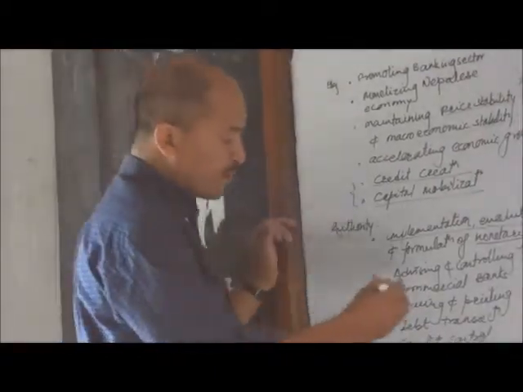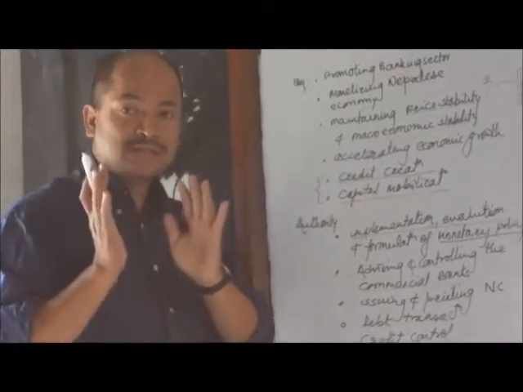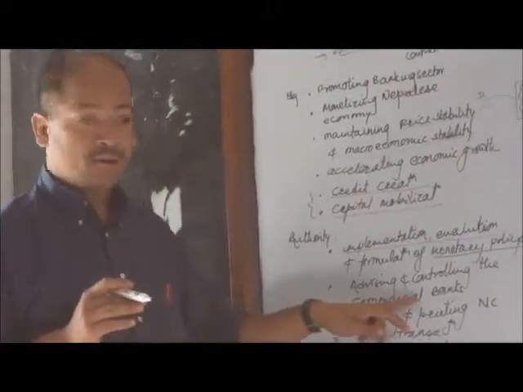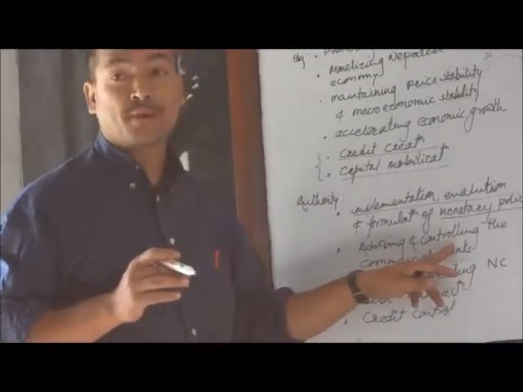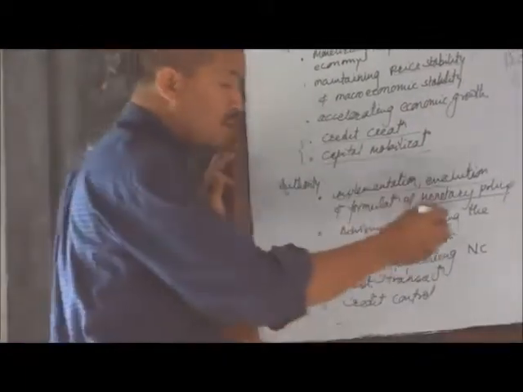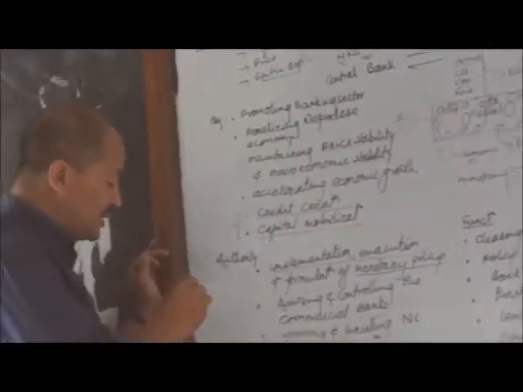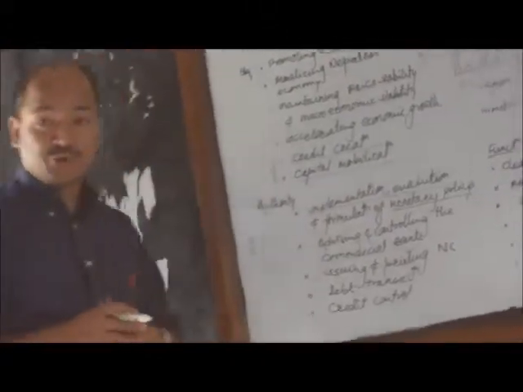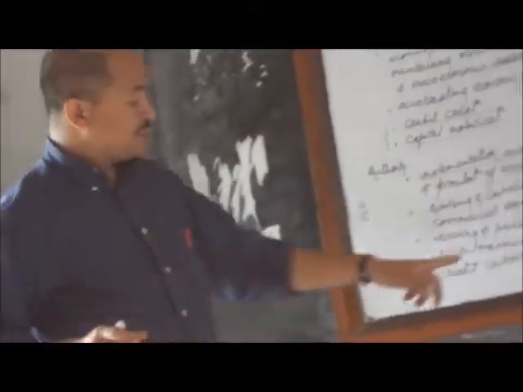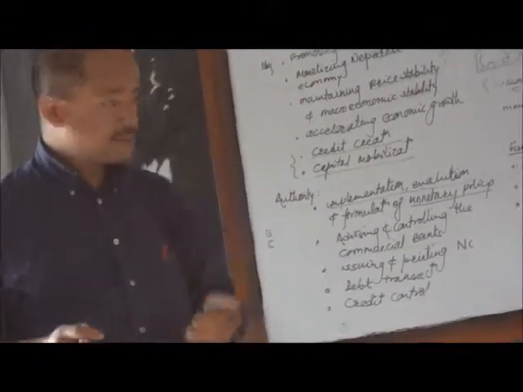Another part is that the central bank issues different types of instructions to the commercial banks. It is for advising purposes as well as controlling purposes. In the case of controlling, there are three instruments, and generally these use the bank rate and also the cash reserve ratio.